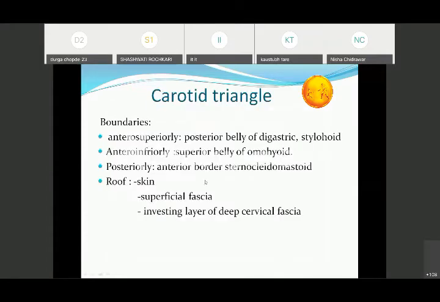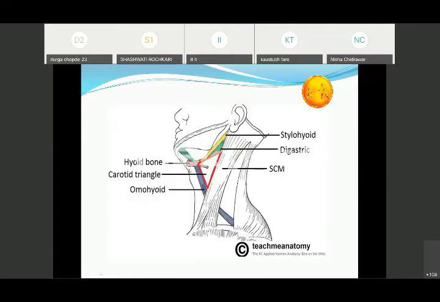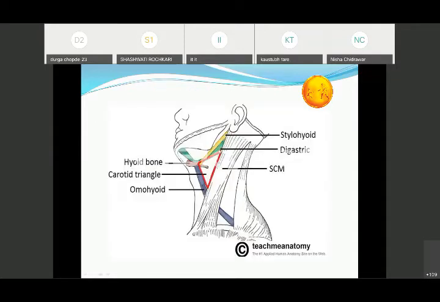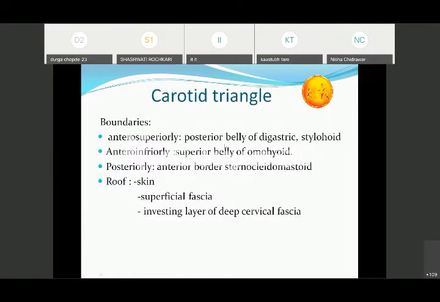Yes. So anterosuperiorly, you can appreciate this triangle is bounded by the posterior belly of digastric with the stylohyoid. This is the posterior belly of digastric, and this will be the stylohyoid muscle, which you see in yellow color, and this green color will be the posterior belly of digastric. So it is bounded anterosuperiorly by the posterior belly of digastric and stylohyoid muscle.